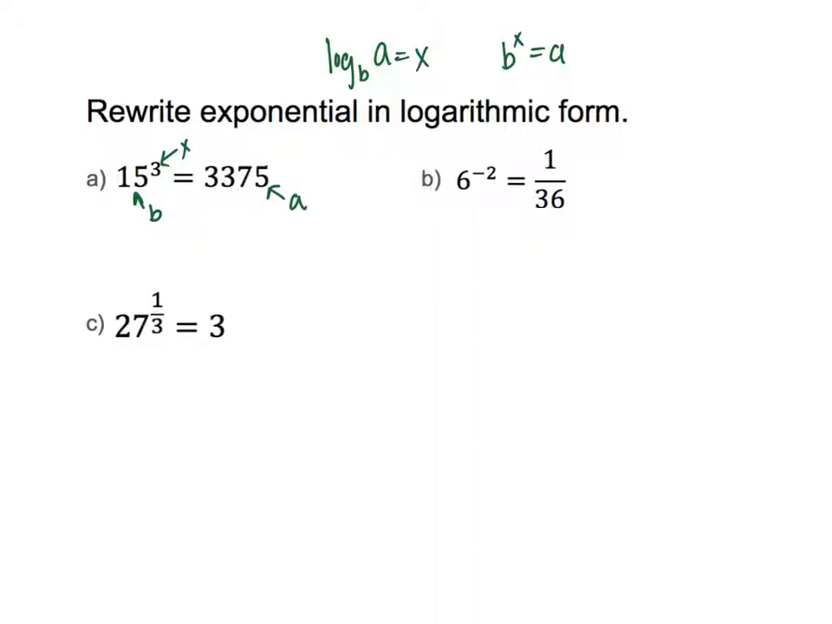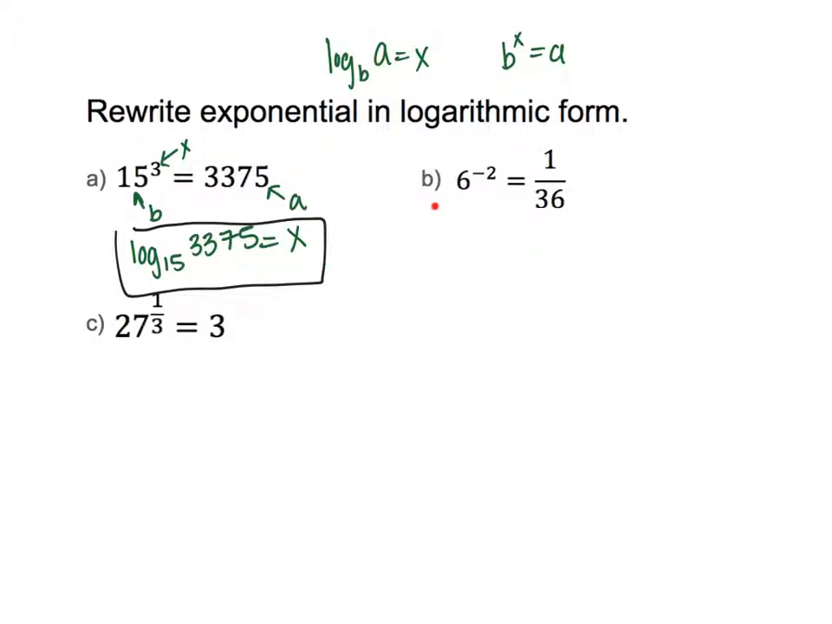So if I write this as a log, and I'm writing from left to right, this is going to be log of my base, which is 15, my value, which is 3,375, equals x. And so now I have my exponent written as a log. So you can use this labeling method where you figure out what is your base, what is your exponent, what is your value, and then put it together as the log description.